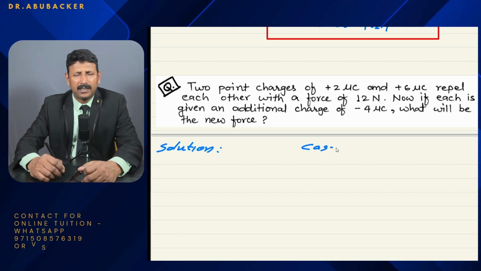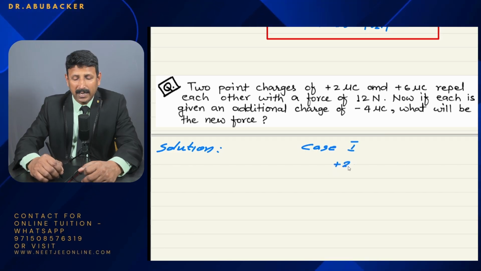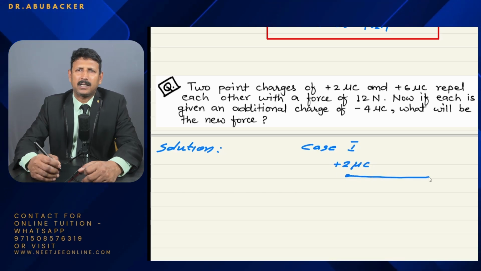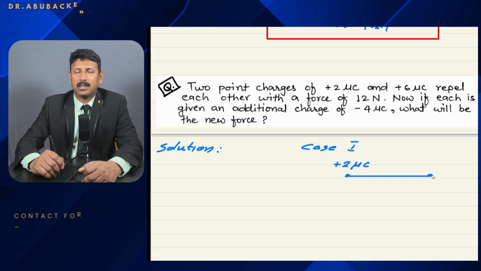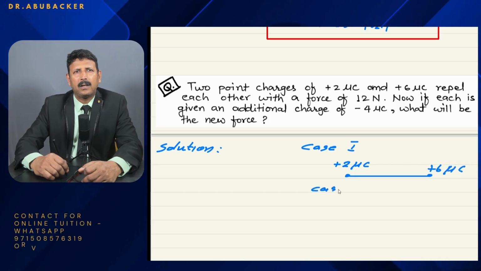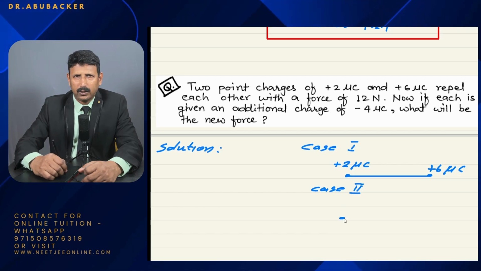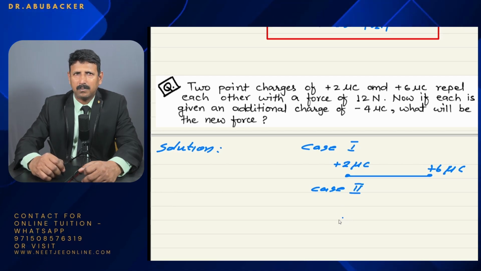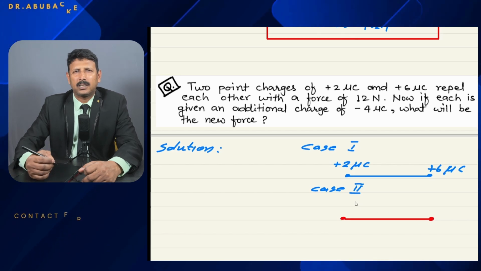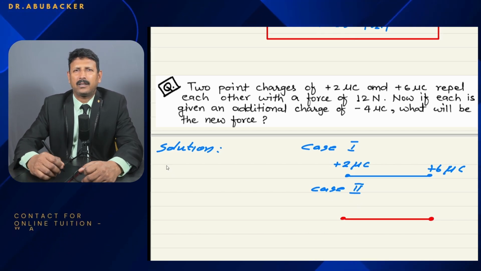So we can consider this like two cases. Case 1 is plus 2 microcoulomb and plus 6 microcoulomb separated by some distance not mentioned here, but the force between them, the current value, is given. So I can write case 1: first charge q1 is equal to plus 2 microcoulomb, q2 is equal to plus 6 microcoulomb, and force is equal to 12 Newton. This much is given, right? That is case 1.